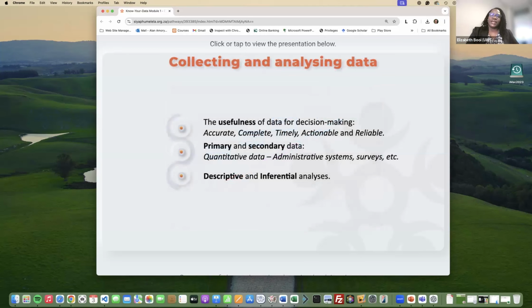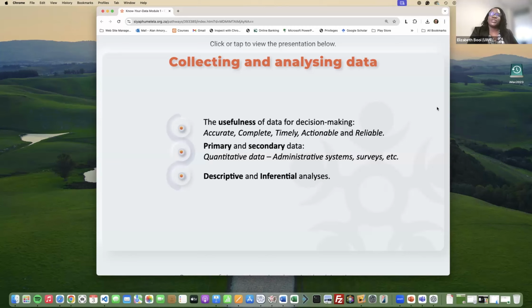When we collect data, we need to also be mindful of the type of data that we are collecting so that we can also know how we're going to be analyzing that. It is very important to know the different types of data, because for different types of data, you need to apply different techniques in terms of how you're going to analyze the data. It is very useful for decision making.